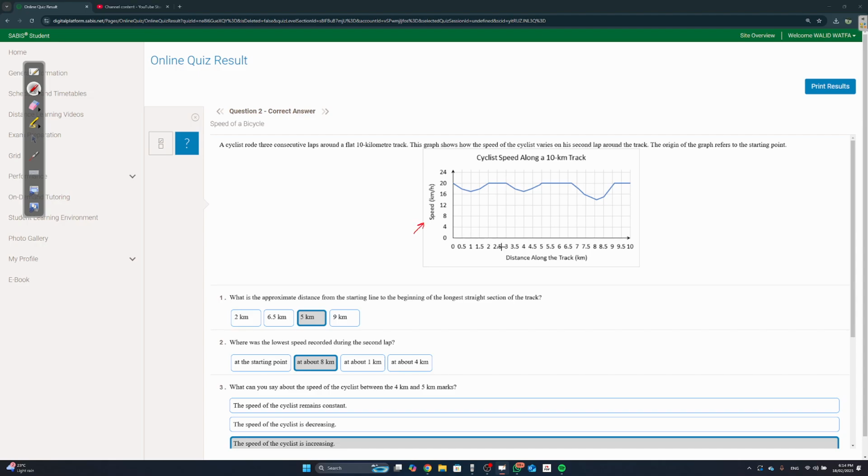But let's take a look here. You have the speed and you have the distance. They're saying from the starting line, from here to the beginning of the longest straight section. If you look at the straight sections, this one here is about 1 kilometer. Each square represents half. And this one here is about 1.6 kilometers. And this one here is 1 kilometer. So which one's the longest straight section? It's this one. So this is what you have to identify: which is the longest straight one, and then find the distance from the start line to there. We're going to go like this. How far is it? 5 kilometers. Very easy.